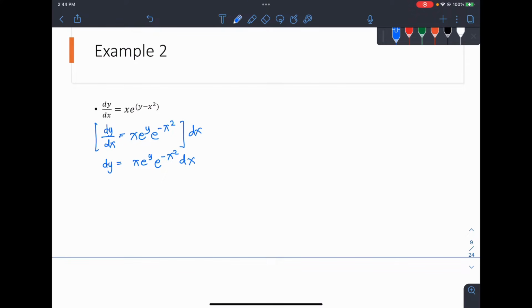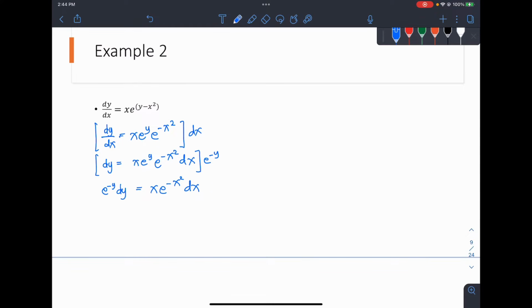But there's still a y function at the right hand side, so we remove that by multiplying with its reciprocal. The reciprocal of e raised to y is e raised to negative y, so 1 over e raised to y is the same as e raised to negative y. Then we multiply: e raised to negative y dy is equal to x e raised to negative x squared dx. So as we can see now, y is at the left hand side of the equation and x is at the right hand side.